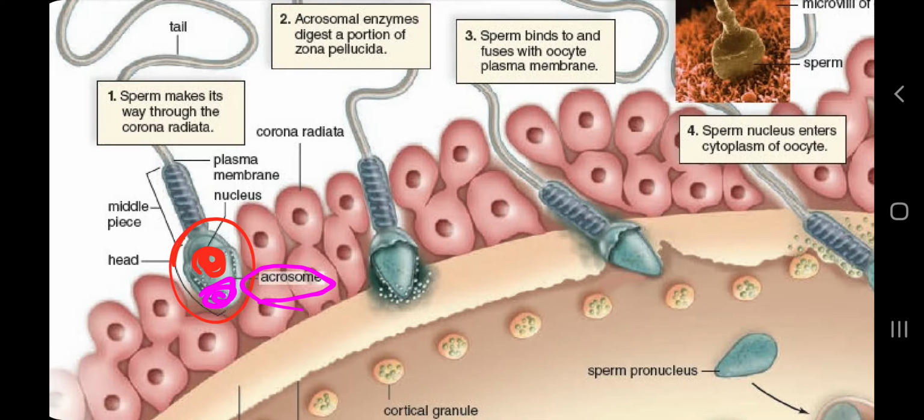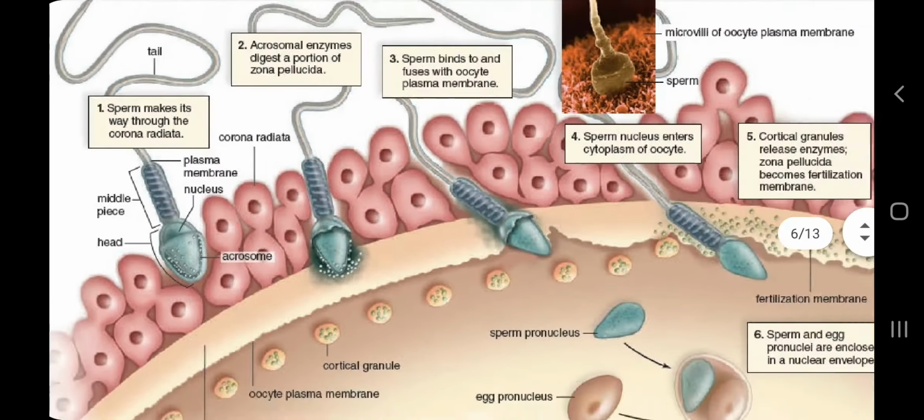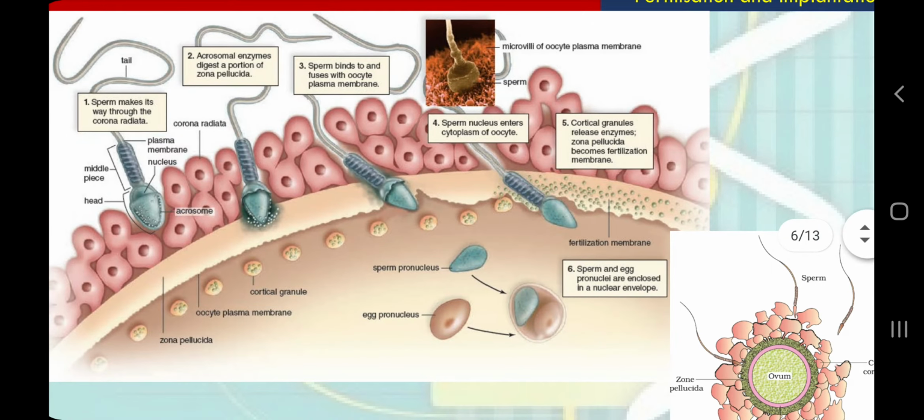So here you can see what it is degrading. It is degrading the wall or layer of the egg, so that the sperm can enter into the egg. And now you can see the difference in size also, girls and boys. The egg is very large compared with the sperm, because the egg needs cytoplasm, but the only requirement from the sperm is to donate the nucleus.